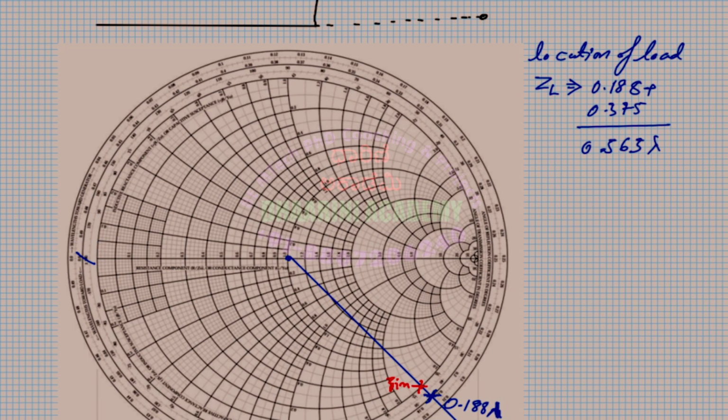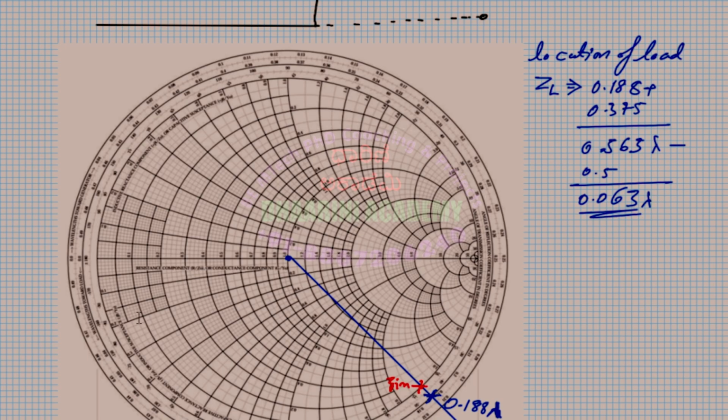You can see that the inner circle value is 0. So I need to move something extra, right? So what I do, I'll subtract 0.5 from that. So that is 0.563 lambda. On the scale, if you want to measure, you have to subtract 0.5. So 0.063 lambda is what I am supposed to move beyond the point.